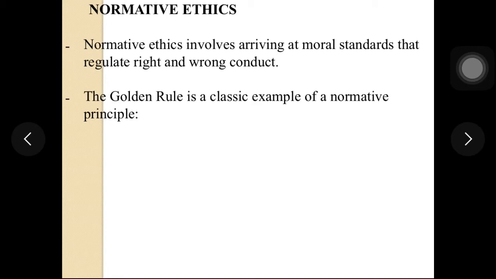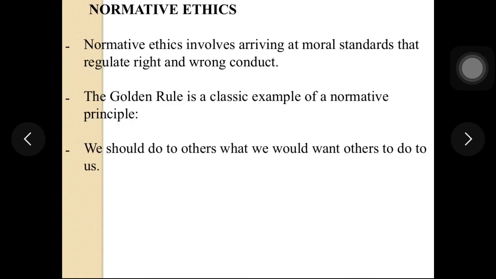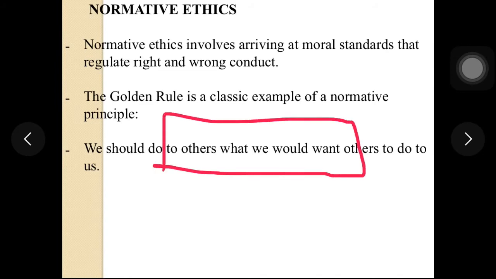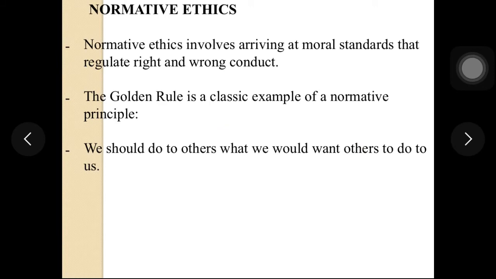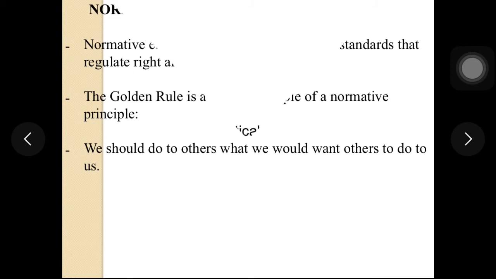The golden rule here is a classic example of a normative principle. We should do to others what we would want others to do to us. This is what the golden rule means, which we have seen in the previous video. If we want other people to do something good to us, then we have to do something good for them too. That's give and take.